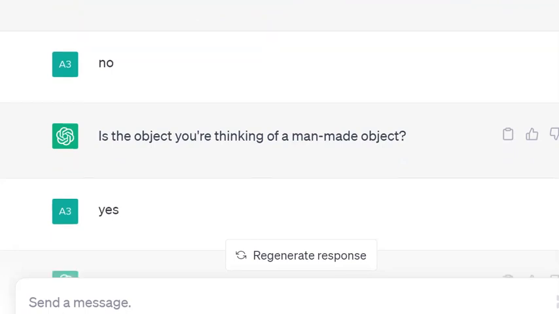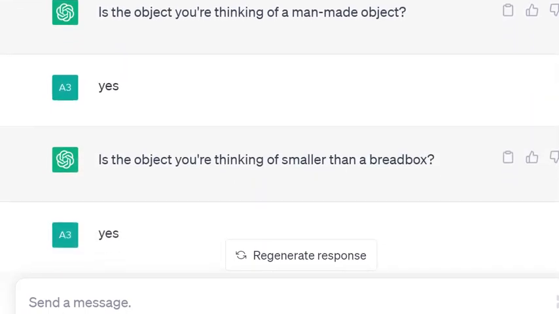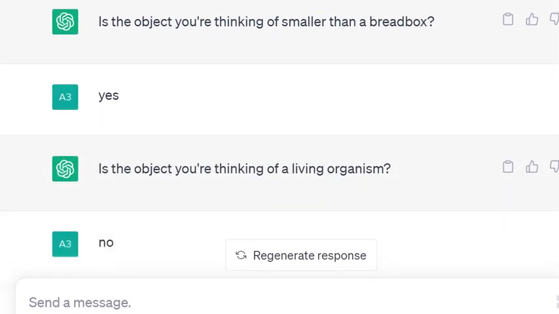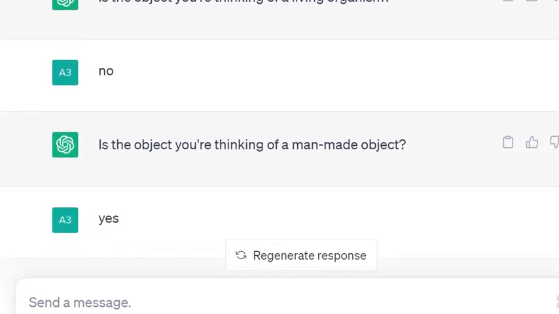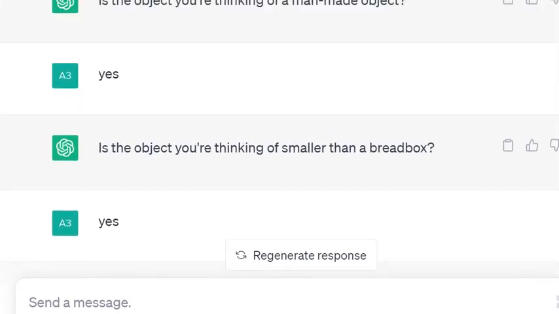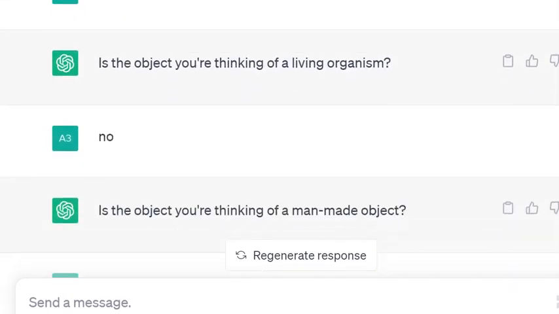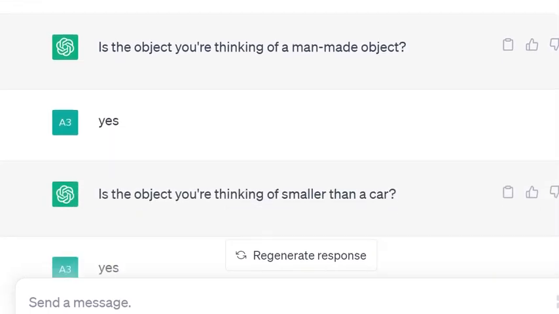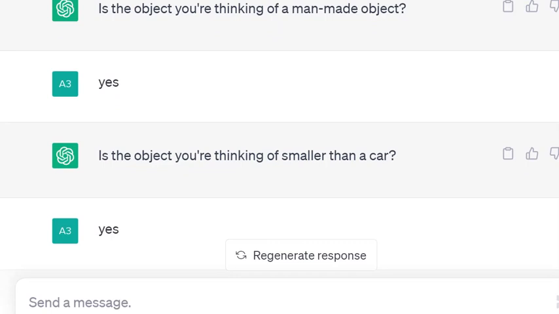Is the object you're thinking of man-made? Yes. Is the object you're thinking of smaller than a bread box? Yes. Is the object you're thinking of a living organism? No. Is the object you're thinking of a man-made object? Okay, wait a minute. Yeah, I think so, we have a repeat here. I knew something was off when it asked me the same exact question. Yes. And then, is it smaller than a car? I'm like, okay, you already asked if it's smaller than a bread box.